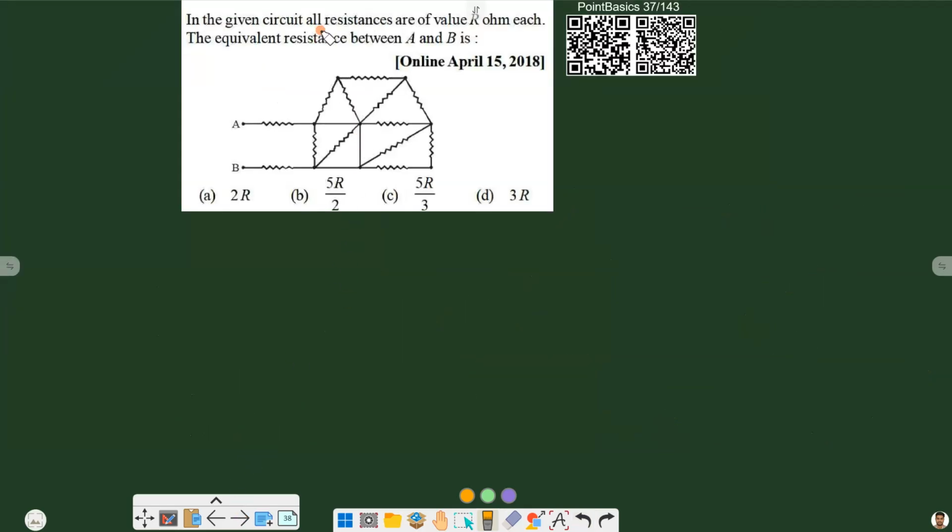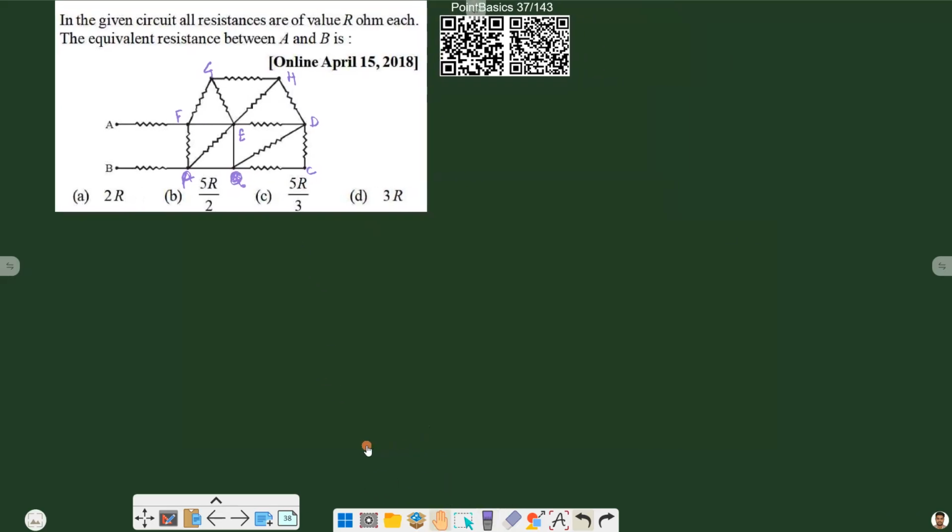So here we have some combination of resistances, and we have to find out the equivalent resistance between A and B. Now to solve this question, let's mark some points here so that we can understand this question easily. So A, B, C, D, E, F, G and H. Sorry, A and B are already used, so let's make them P and Q.